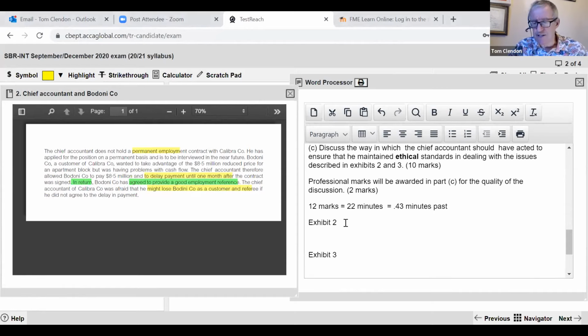Right, let's have a look at Exhibit 2. What have we got going on here? So the chief accountant has an ethical dilemma in the sense that when he's dealing with Bodini, is he dealing with them on a commercial basis, or is he reflecting his self-interest and wanting a good reference from them? I think we have to acknowledge the lack of black and white. This is definitely a gray area. I can't be bothered to keep calling him the chief accountant, so I'm just going to call him CA.